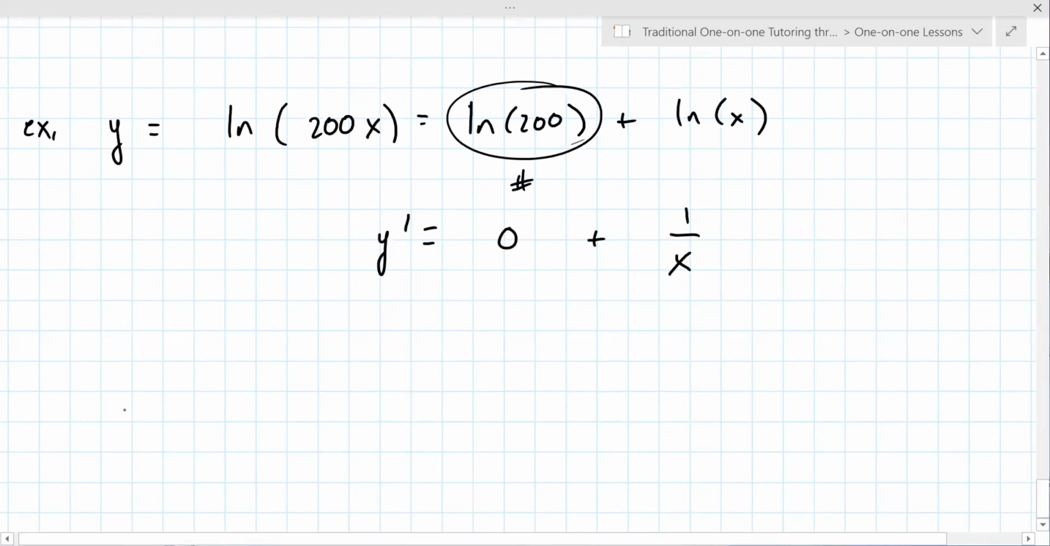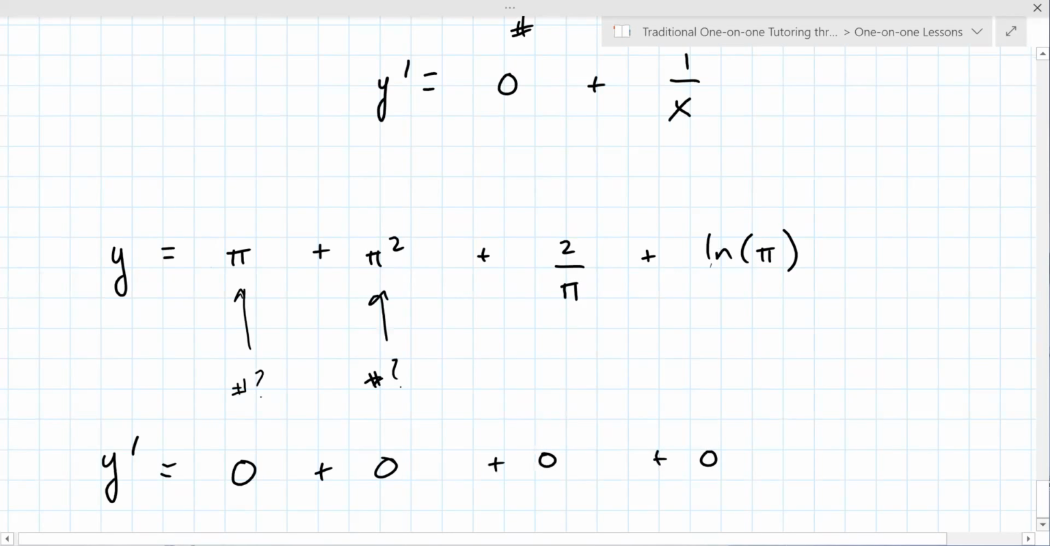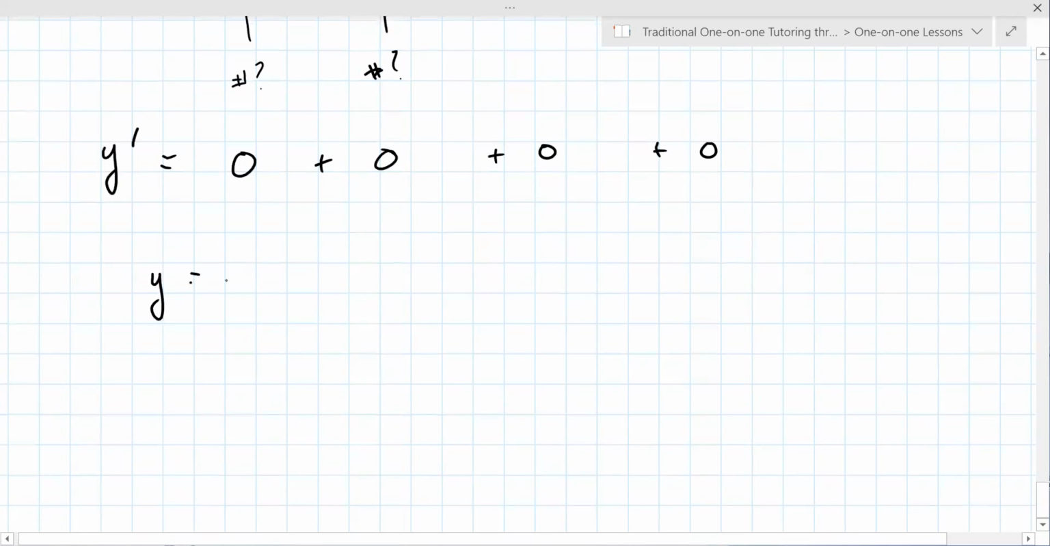Let's say I give you this: y equals pi plus pi squared plus 2 over pi plus natural log of pi. Is this a number? Yes. So what's the derivative of a number? 0. Is this a number? Yes. The derivative of a number is always 0. So from last week, we said if y equals c, y prime equals 0.